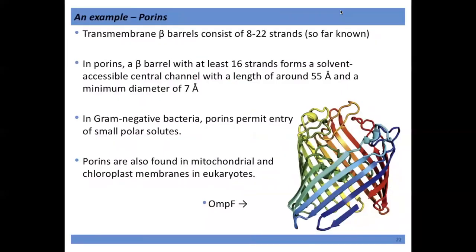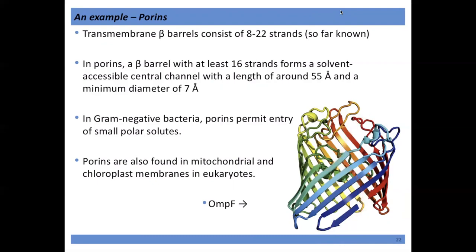Okay, so let's talk about one of these transmembrane proteins, specifically a beta-barrel. Like I said, these examples are porins. So in porins, a beta-barrel with at least 16 strands forms a solvent-accessible central channel. So solvent can actually get down in here and move through it. Oftentimes there are some regulation residues in here that prevent that. So something needs to bind, and then that'll cause a conformation change and let other things go through.